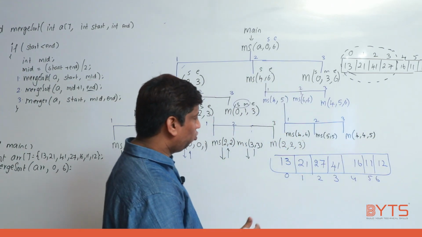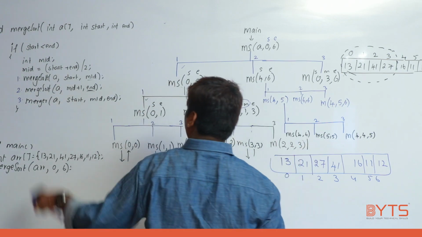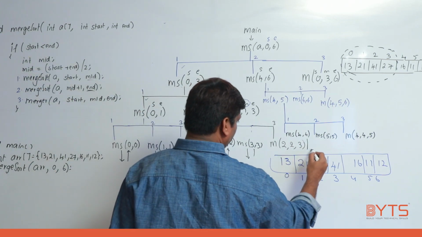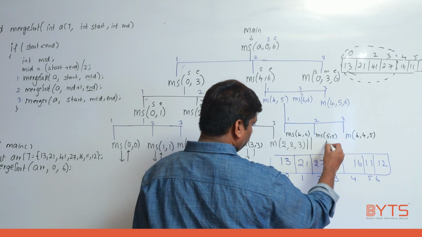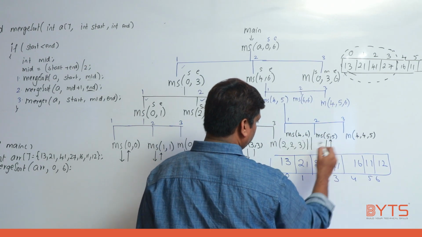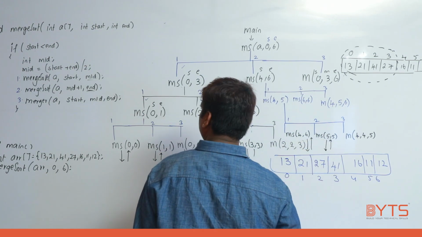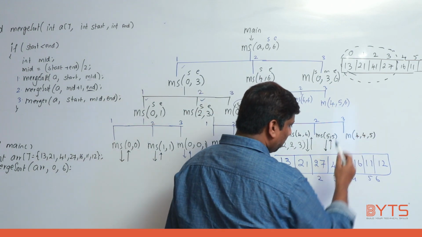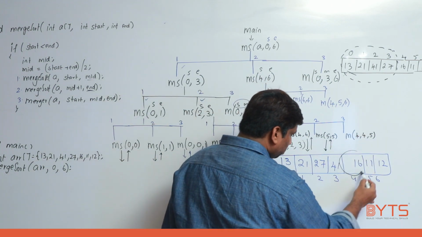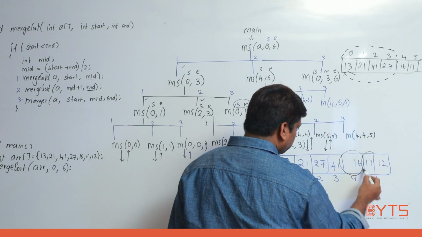So now you come to 4 to 4. 4 less than 4 is false. Come back. Next 5 to 5. Come here, come back. Nothing, right? Because start and end are the same. Now what is the meaning of this line? 4 to 4 is sorted and 5 to 5 is also sorted, right?